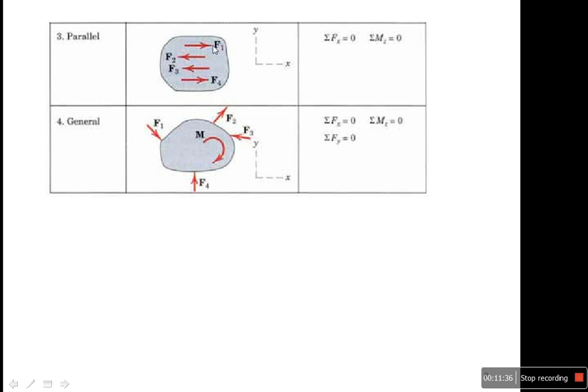If I have parallel forces, I need two equations: summation of forces in the x-axis equal to 0, because all these forces are parallel to the x-axis, I have no force parallel to y, and summation of all moments about z equal to 0. In general, if I have multiple forces and a couple, I need to use the three equations.